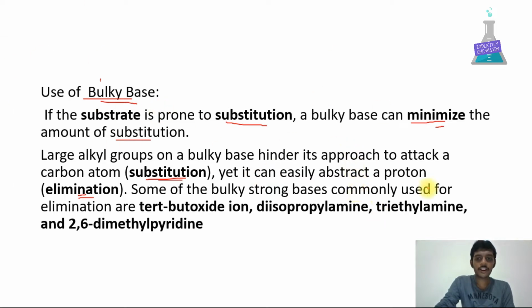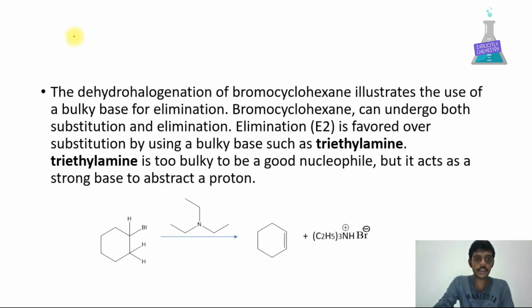Some of the bulky strong bases commonly used for elimination are tertiary butoxide ion, diisopropylamine, triethylamine and 2,6-dimethylpyridine, which are useful for E2 reactions. The dehydrohalogenation of bromocyclohexane is an example for E2 reaction, with the use of a bulky base for elimination.